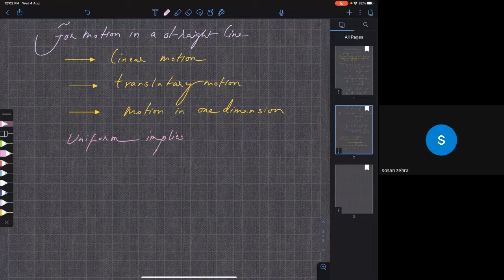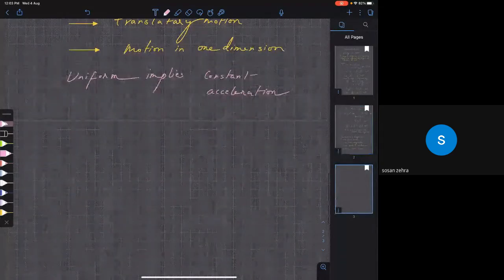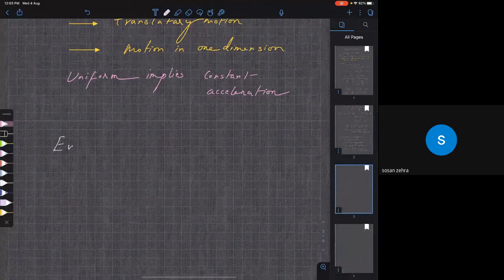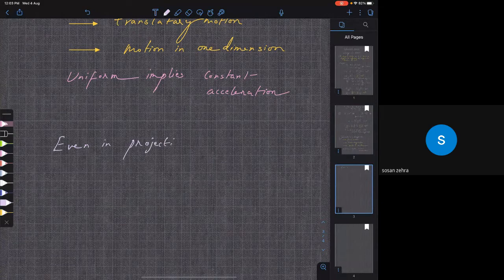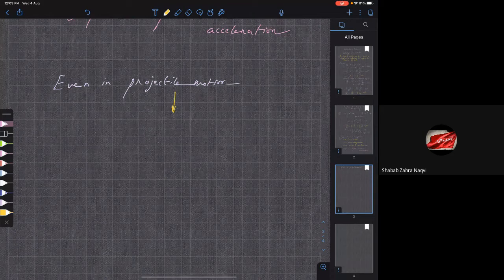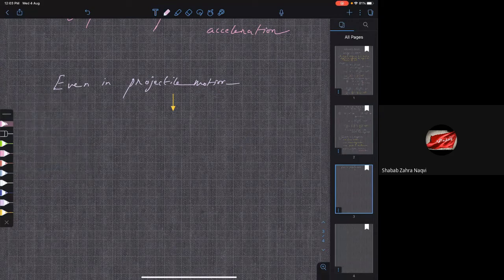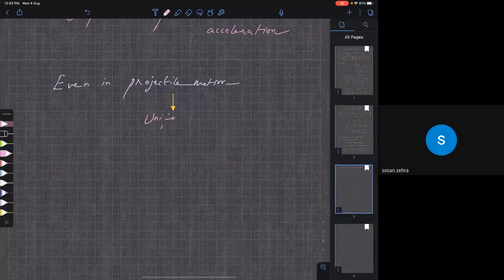Uniform implies constant acceleration. Clear? Uniform implies constant acceleration, even in 2D, even in projectile motion. Projectile motion: is it uniform or non-uniform? It is uniform motion. Reason? Because acceleration is constant.